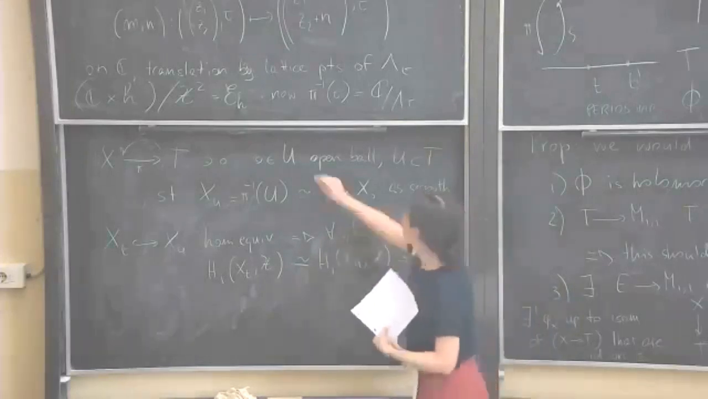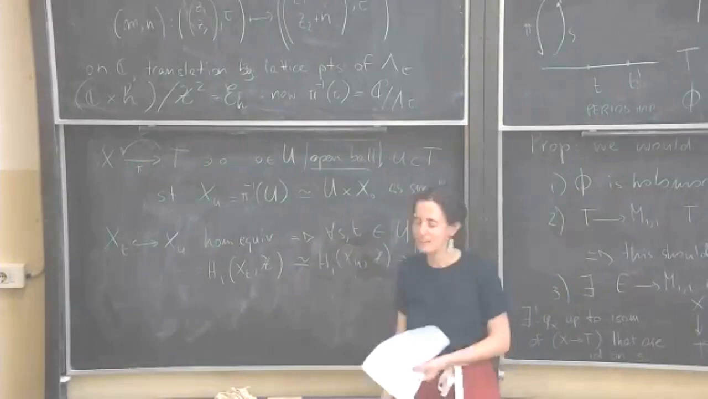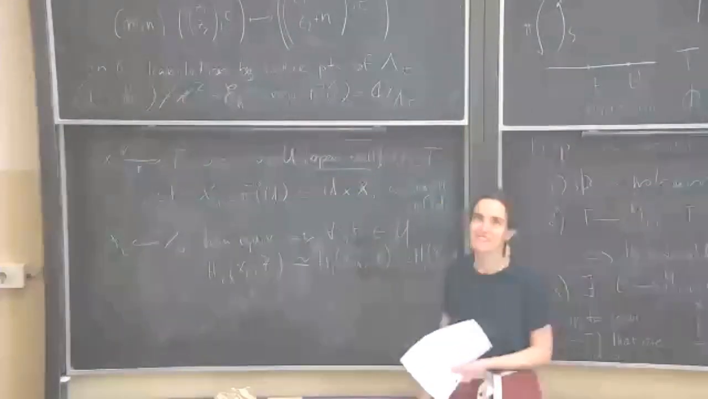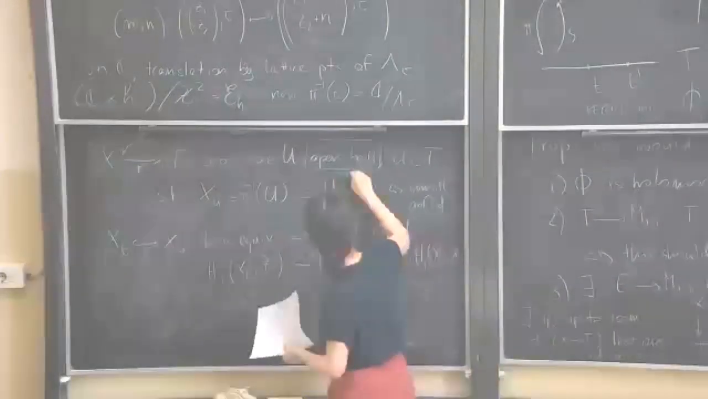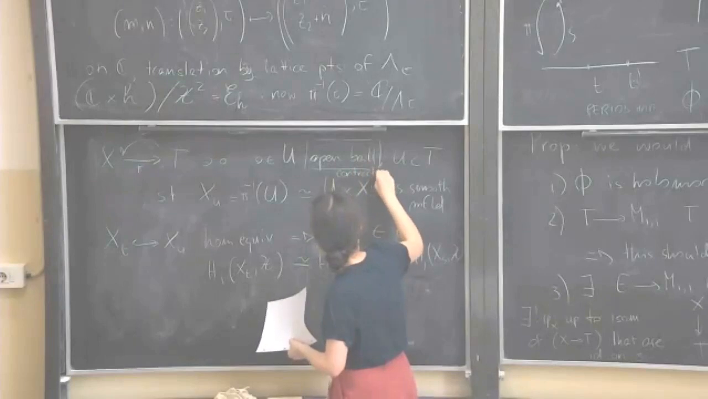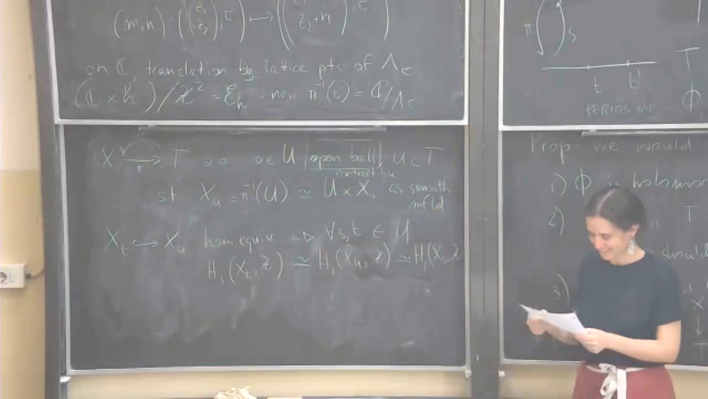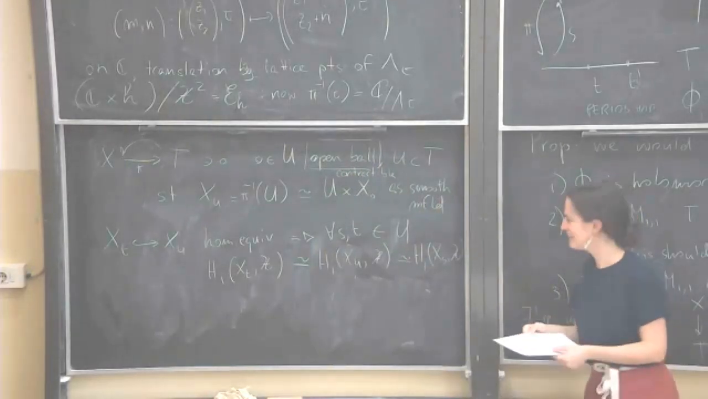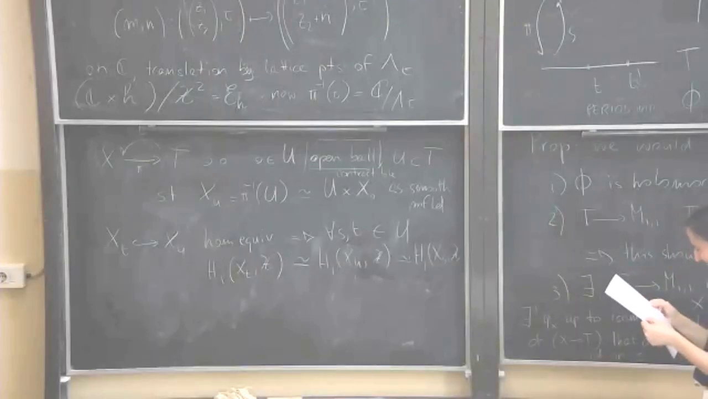Contractible. It's an open ball, so it has trivial pi_1. Okay. Now it's fine. Stupid question. Contractible. Is it the correct English? Yes, contractible. This is the point. Okay, thank you.